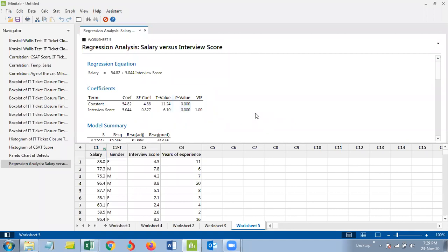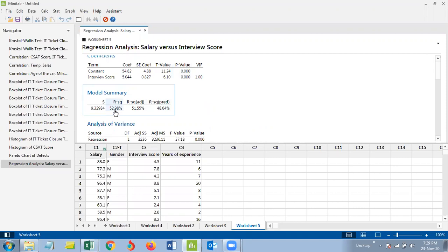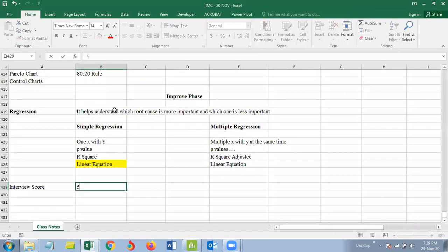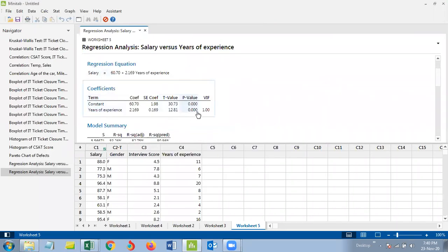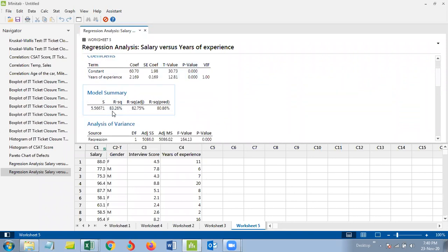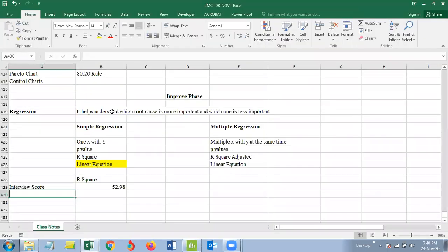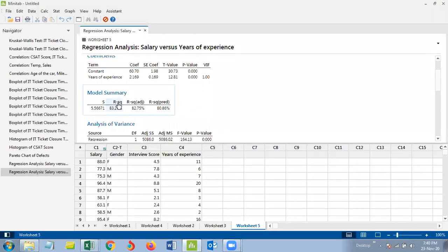There is an impact. Let's note down one more thing, which is R squared, 52.98. Let's make note of this, 52.98, which is R squared. We'll understand what that R squared is. So we got the p-value. We tested one X with Y. We got a p-value and we had R squared. This we have skipped. Let's go back and change this to experience. Let's check experience impact. Equation, we skip. P-value, yes, there is a relationship. We confirm that. Perfect. R squared, 83.26%. This is experience, and 83.26. That's my experience one.